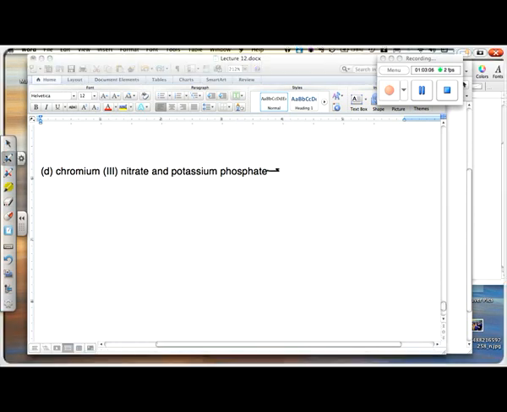Possible products are chromium 3 phosphate, which we've already done one of those at some point today, and that's my solid, as most phosphates are not soluble, and potassium nitrate, which is still aqueous.